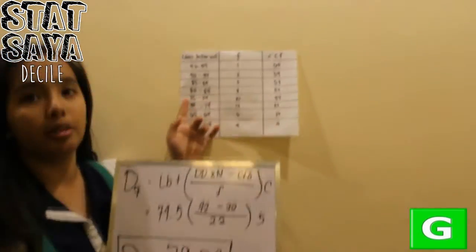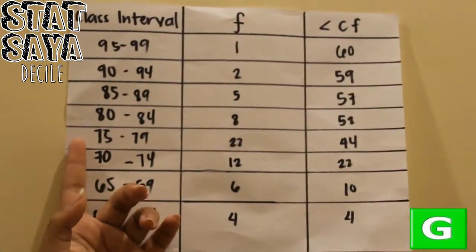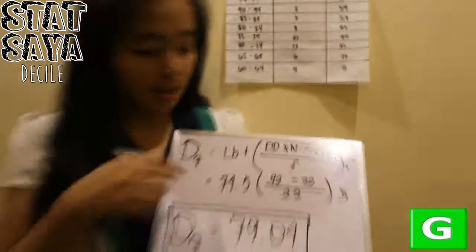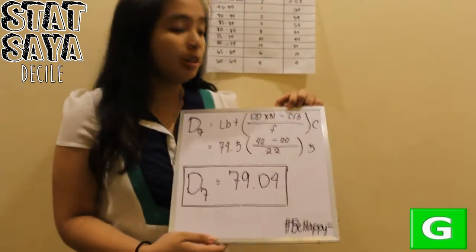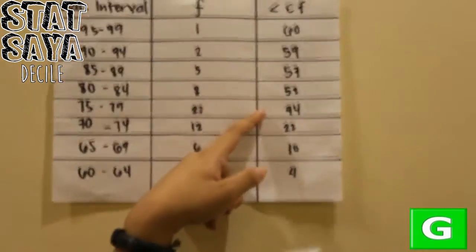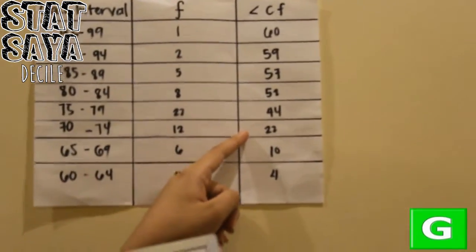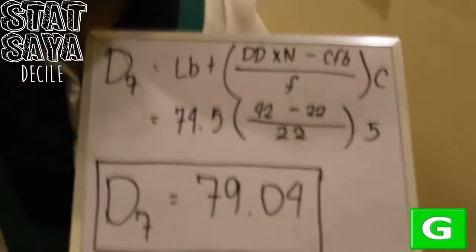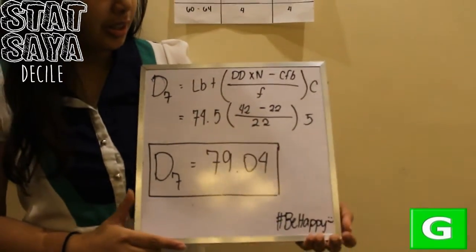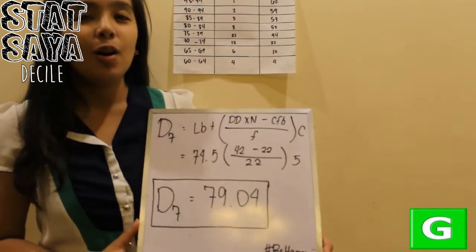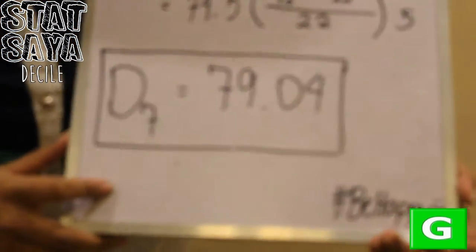So let's look at the class interval of 44. It is 75 to 79. So let's subtract 0.5 from the lower limit, which is 75, and our lower boundary would be 74.5. For us to get the cumulative frequency before, let's go back to the chart and look again at 44 and look at the number before it, which is 22. And the frequency of 44 is also 22. And the class size is 5. So, 74.5 plus quantity 42 minus 22 over 22 times 5, D sub 7 is equal to 79.04. This is the end of our episode.